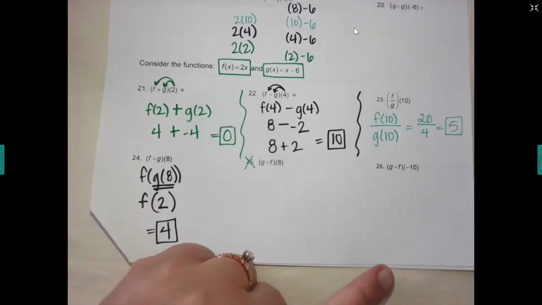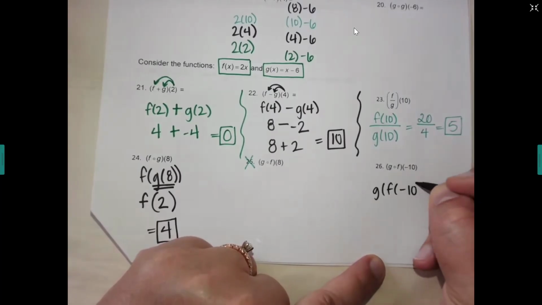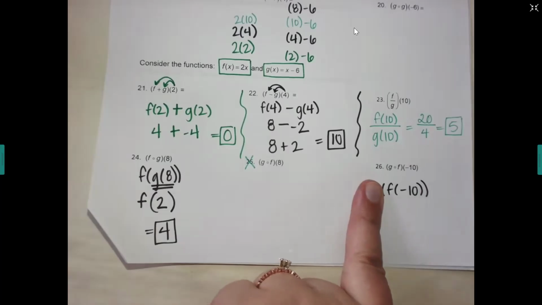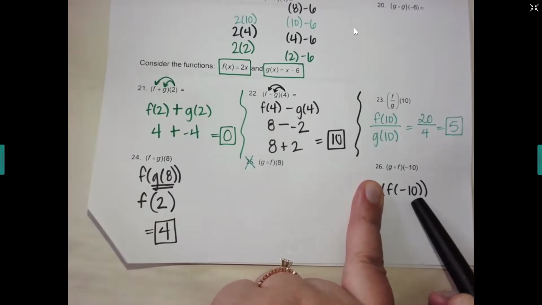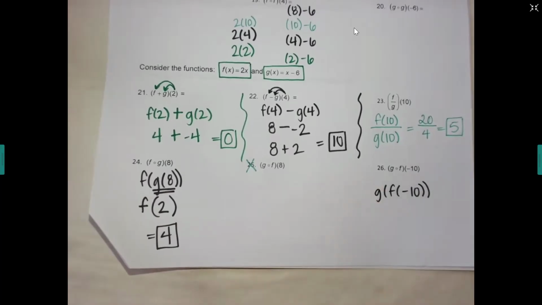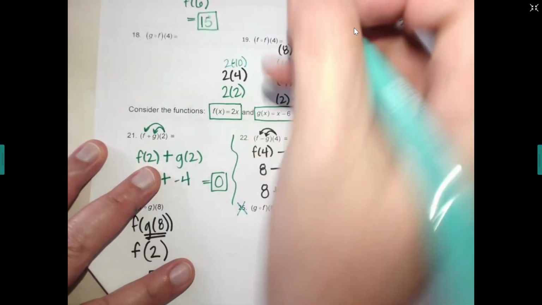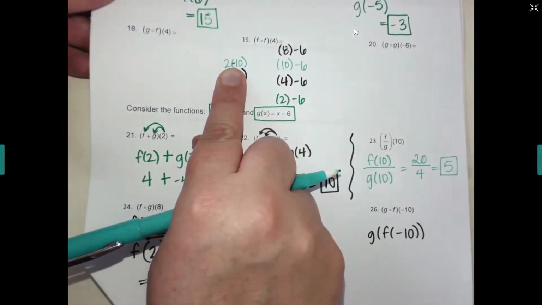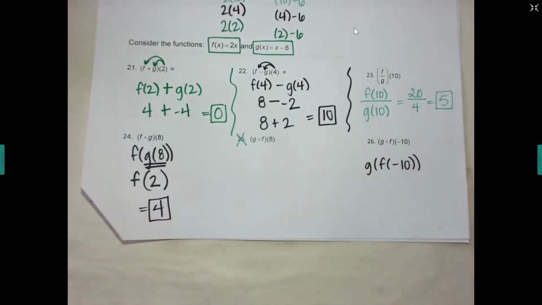Last one like that, take a look at number 26. We're doing G composition F of 10. Sorry, I said that wrong, negative 10. Then remember, we're going to cover up with our thumb the outside letter because you're always starting on the inside. So if I want F of minus 10, then I'm going to plug that into my equation. Whatever answer I get, that's what goes into G. So I already have a 2 times 10. Let's just make it a minus 10 here. Then 2 times minus 10 gives me what answer? Negative 20. Then I want G of negative 20.